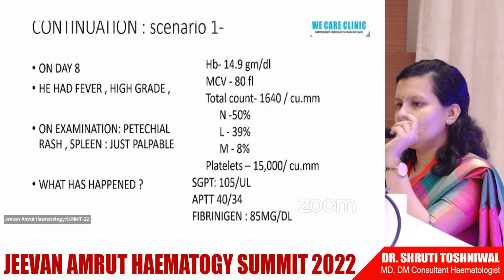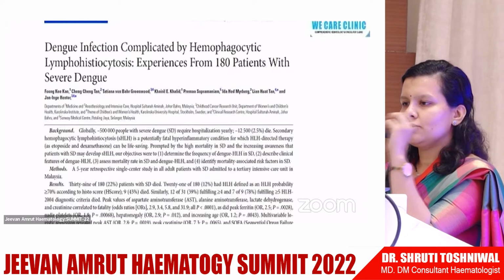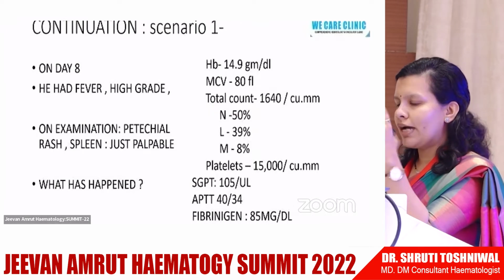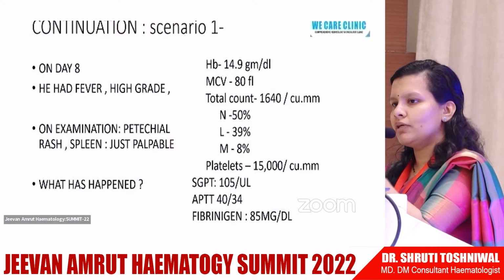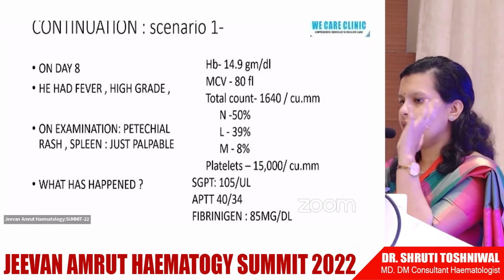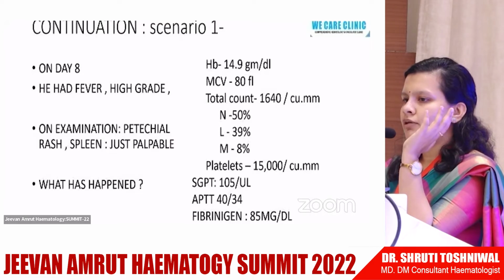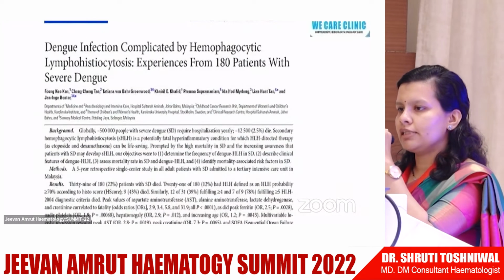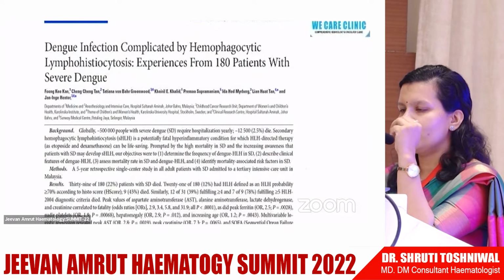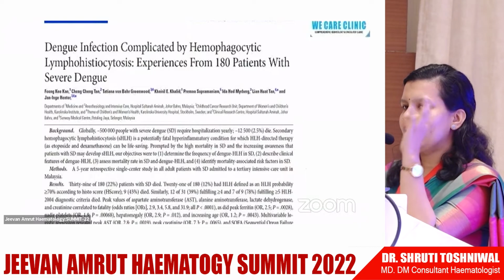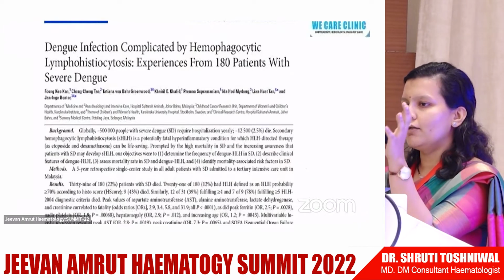So what are we dealing with here? We are dealing with HLH. The patient is going into HLH, which is a very common scenario in viral infections. After the patient has recovered, he starts spiking fever again, and there is pancytopenia. This is an experience from 180 patients of dengue fever. HLH is a very fatal condition. It has to be identified early and treated early.